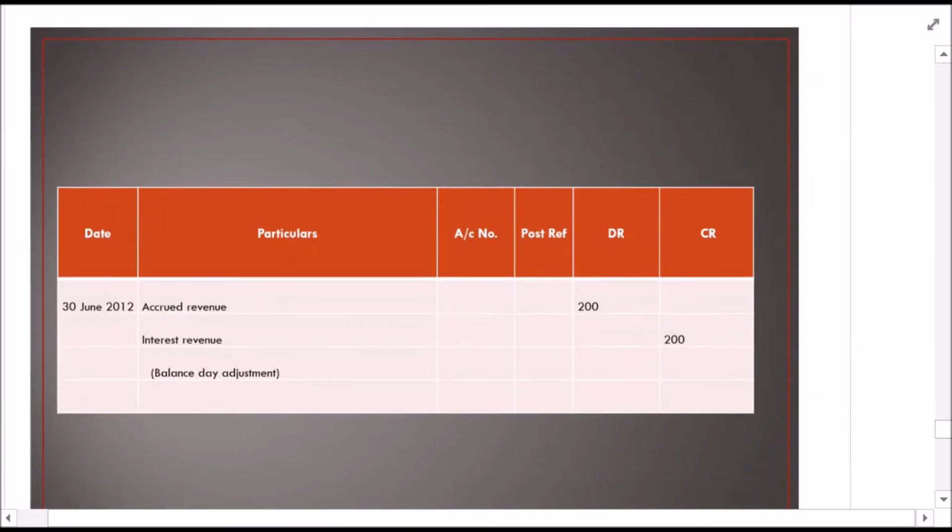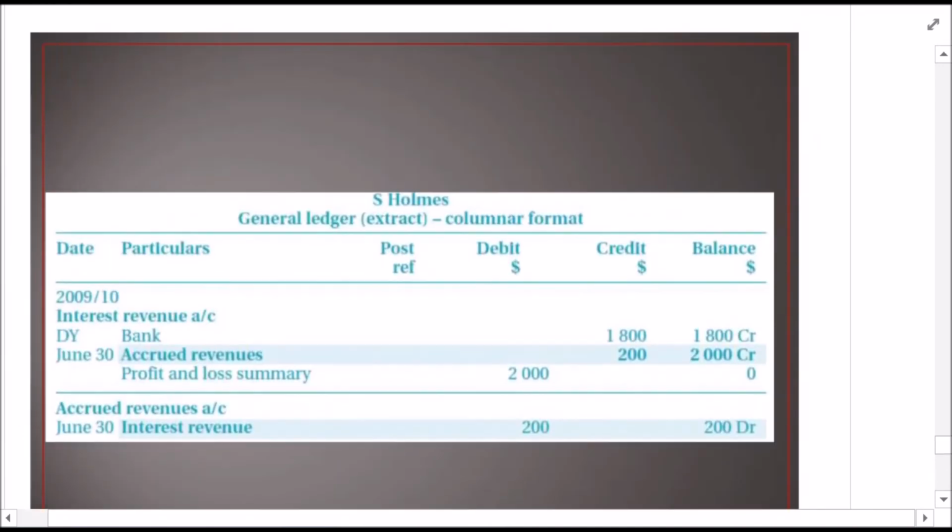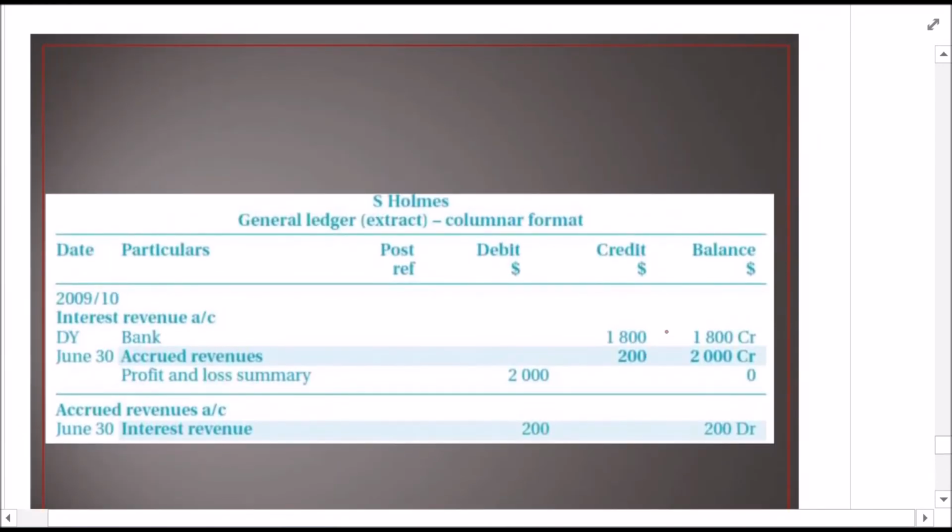So I've credited the account, interest revenue, $200. This is an asset, and this is going to be debited the account. Since it's an asset account, it'll roll over, and we can deal with that in the next financial year. This $200 though can then be recognised in the net profit or loss of the business, giving us a true recognition of what it is. So this is how the final ledger account is depicted.